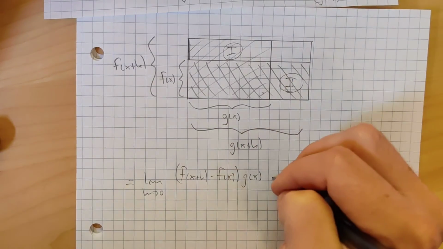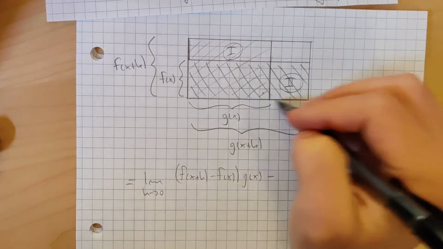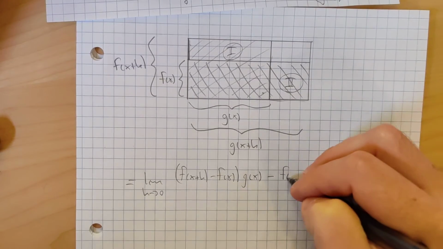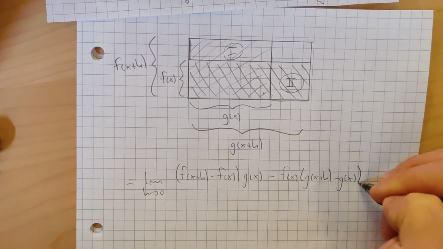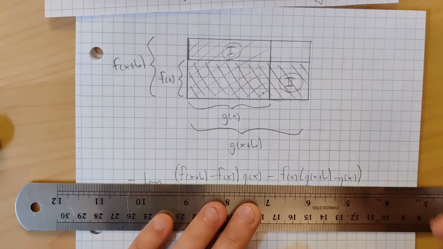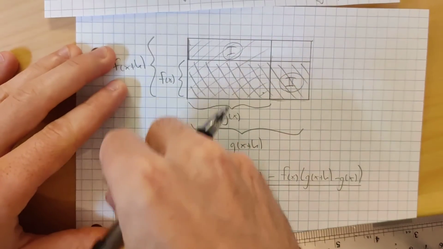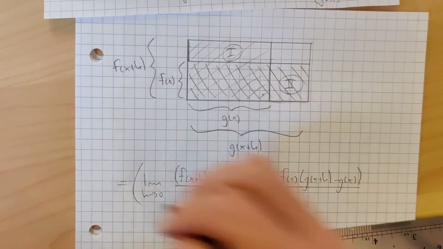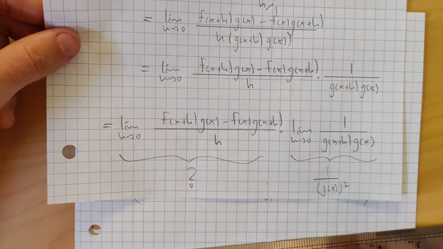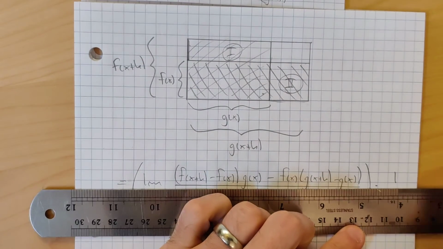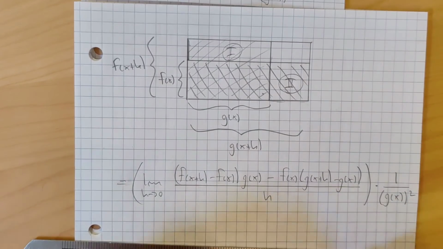And now this area is counted negatively, so it's going to be minus, what's this one? f of x times this length right here, g of x plus h minus g of x. Okay, and all of this is over h. And I'm going to put this in a big pair of parentheses, because remember, hanging out on the end here, I have this limit, which turned out to be 1 over g of x squared. So I have this 1 over g of x squared hanging out over here now. Good.